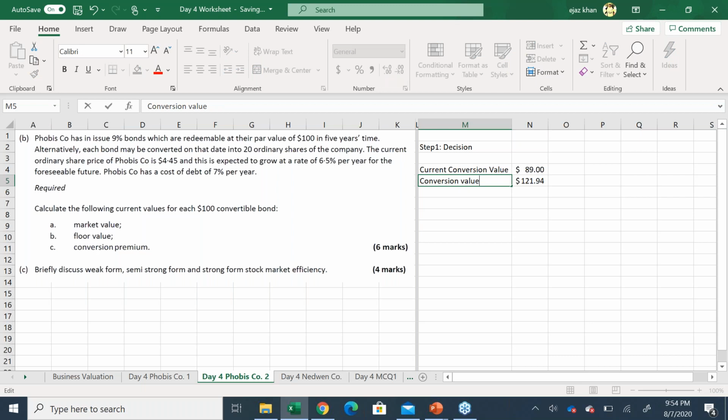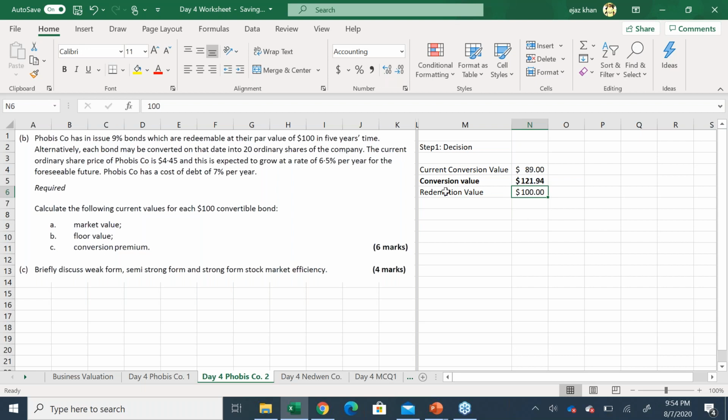Now the investor has a choice, either get this or redeem it. In that case, he will get cash, which is the redemption value. At what price is it going to be redeemed? It is going to be redeemed at par value, that is $100. If you are the investor, what are you going to do?